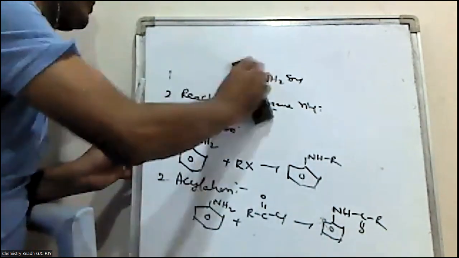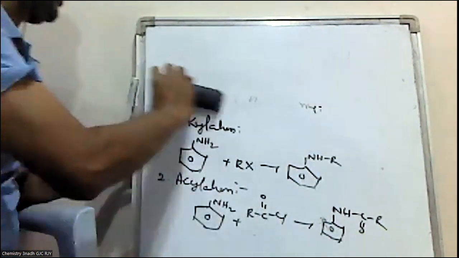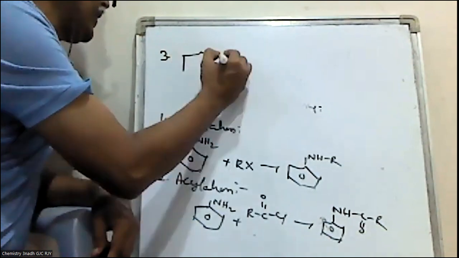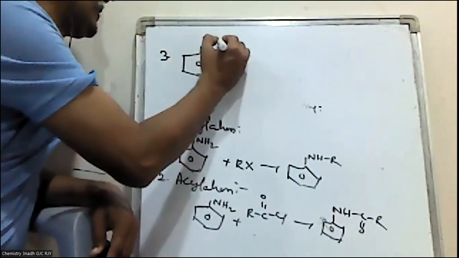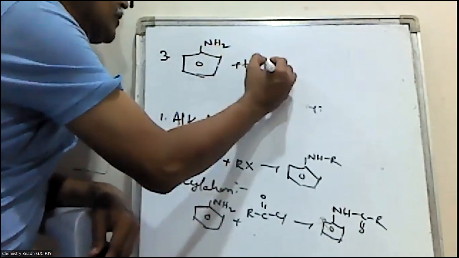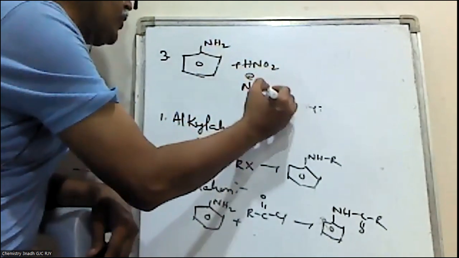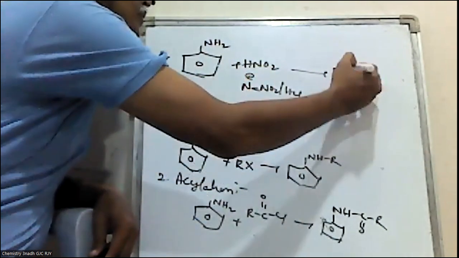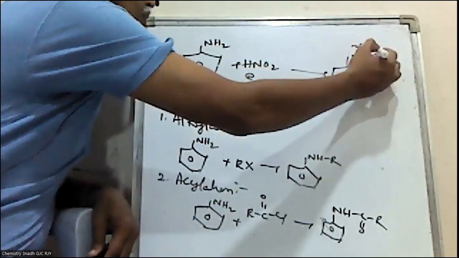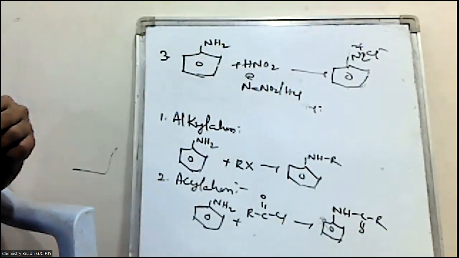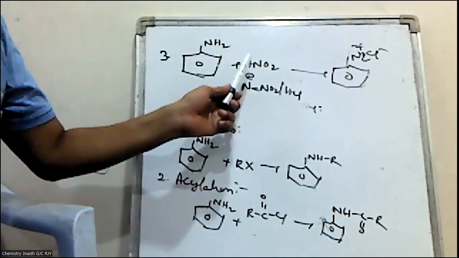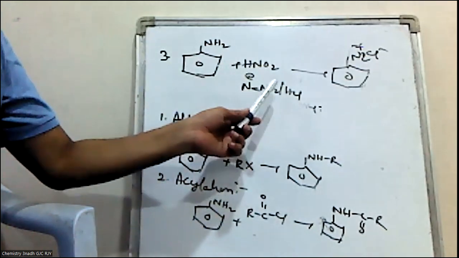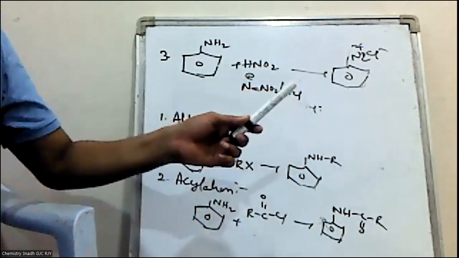Then the third one is the reaction with nitrous acid. When aniline is treated with nitrous acid, or NaNO2 and HCl, it forms benzene diazonium chloride.